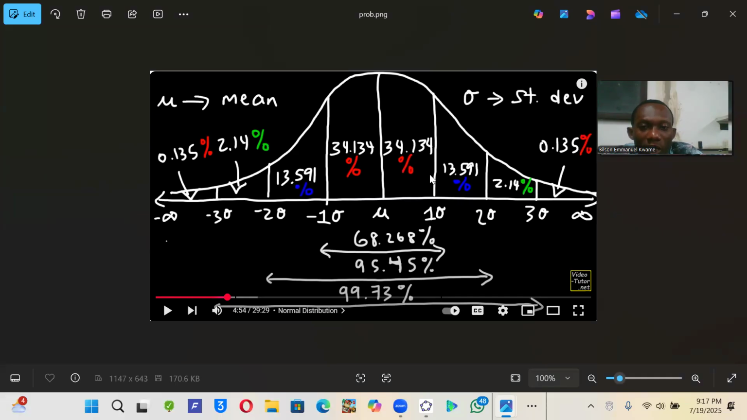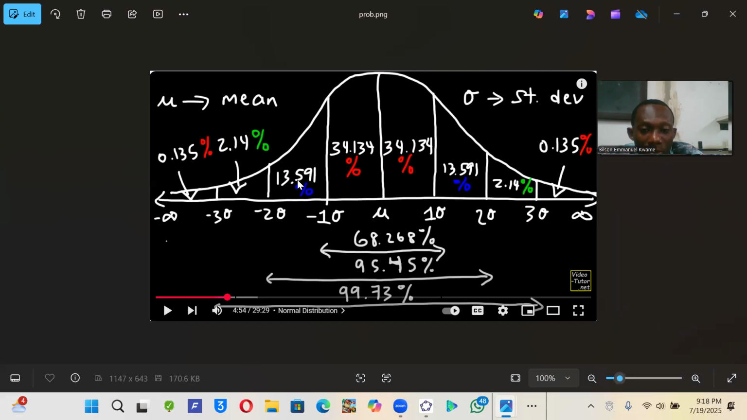So the question is, if I want to know the region from here to here and the region from here to here, what do I do? We have to just divide this into two. We get 34.13 and 34.13 since it is symmetry. If we want to get a region here and a region here, this is what we do. We have to deduct 68, this value, from this. And the answer that we're going to get, we divide it into two. That is what is going to give us this side and this side.